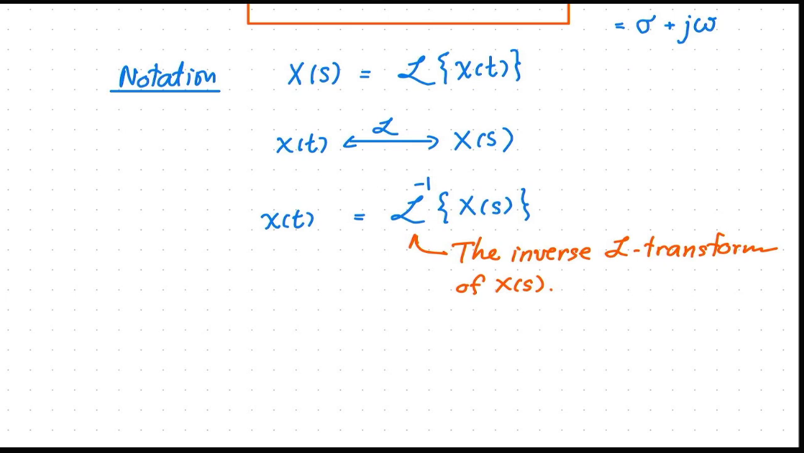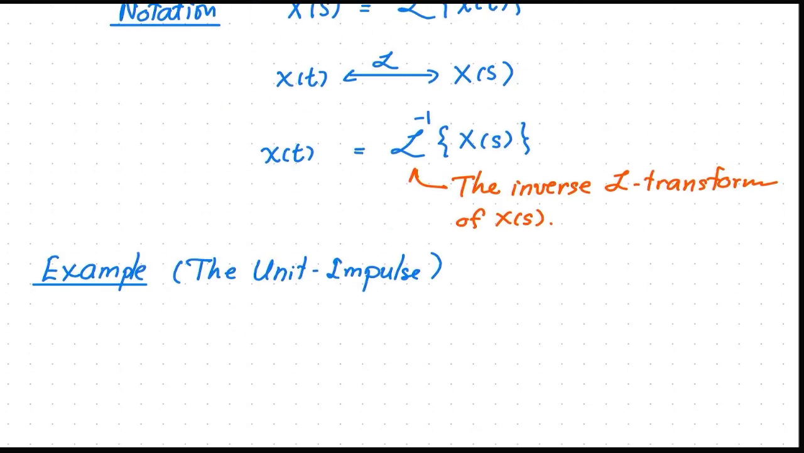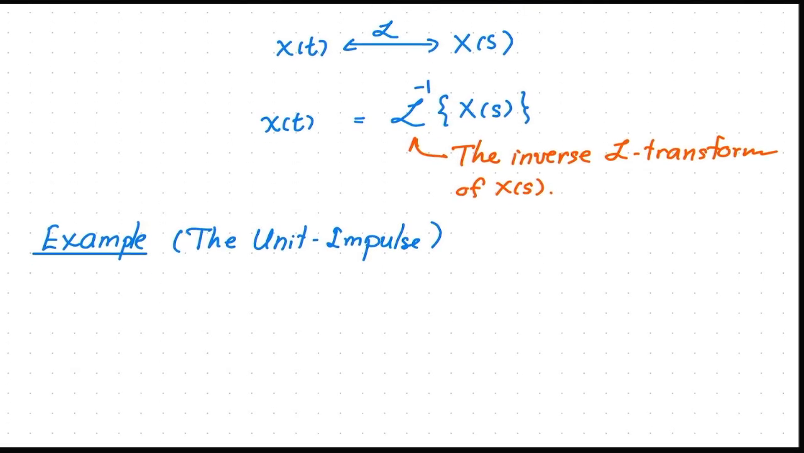Now let's do a couple of examples. The first example is about finding the Laplace transform of the unit impulse. The unit impulse signal. Now, what do you remember about the unit impulse signal? The unit impulse signal is a signal that has the notation delta, right? Do you remember delta, what it is? I hope so.